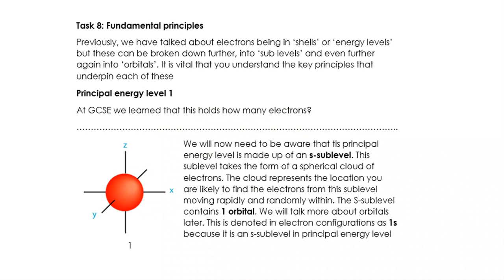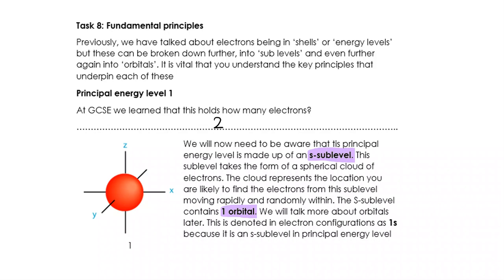So we have talked about electrons being in shells or energy levels. We can actually break that down into smaller subgroups. Energy levels are broken down into sublevels. Sublevels are broken down into orbitals. You are going to have to remember the different types of sublevel that exist, how many orbitals they contain, and how many electrons they can hold. All of that is going to allow you to take on the new A-level challenge of electron configurations. So, at GCSE we learned that the first principal energy level holds 2 electrons. We know that and we've spoken about it already.